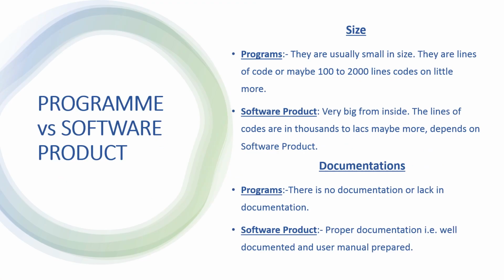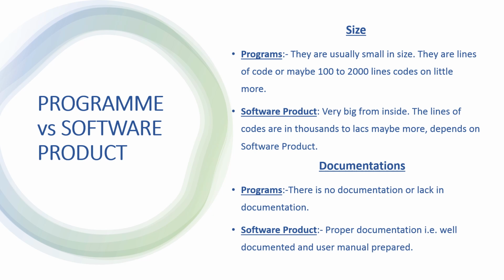What are the differences between program and software product? First of all, let's look on the basis of size. Programs are usually small in size. They contain lines of code, for example, 100 to 2000 lines of code or little more. Software products, they are very big from inside. इनमें thousands to lakhs of coding lines होती हैं, which depends on which type of software product it is.